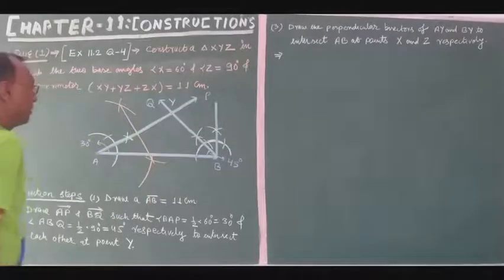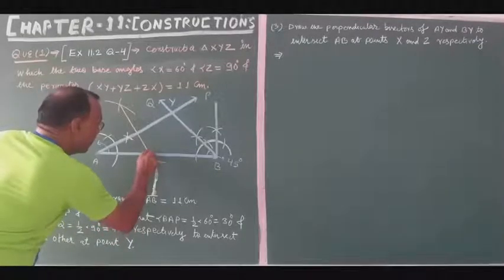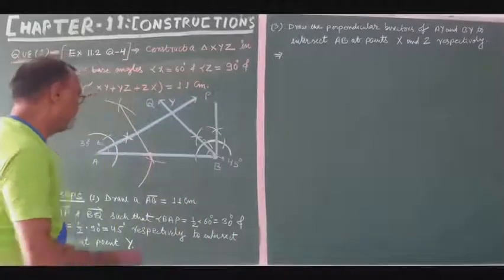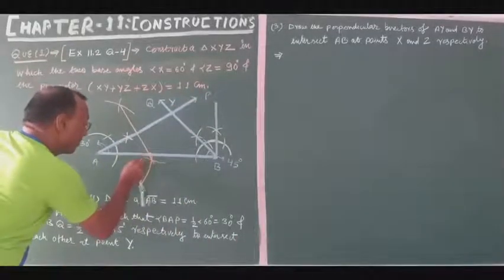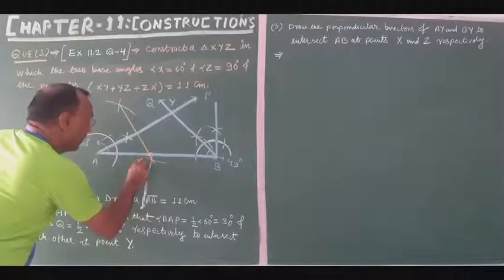This is the perpendicular bisector of AY. And which point is this? To intersect AB at point X. This is point X. This is point X.